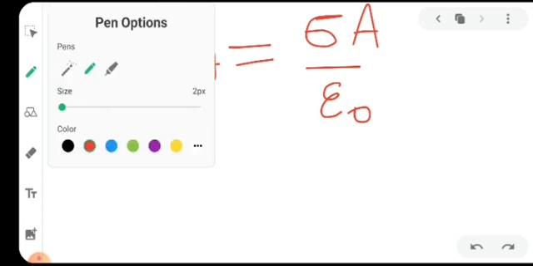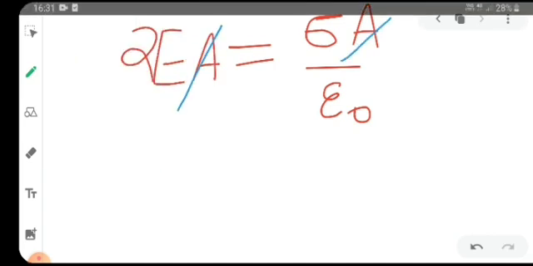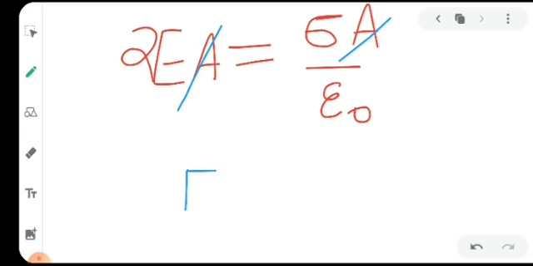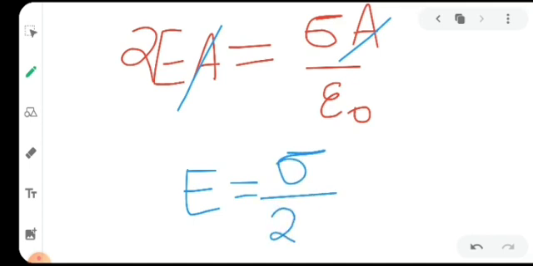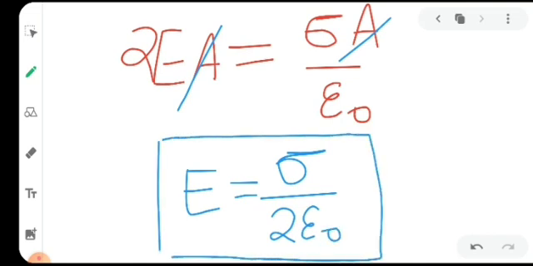Cancelling out similar terms from both sides of the equation, we are left with the value of electric field equals sigma divided by 2 epsilon 0. So that is the electric field due to a plane sheet which is uniformly charged and is infinitely large.